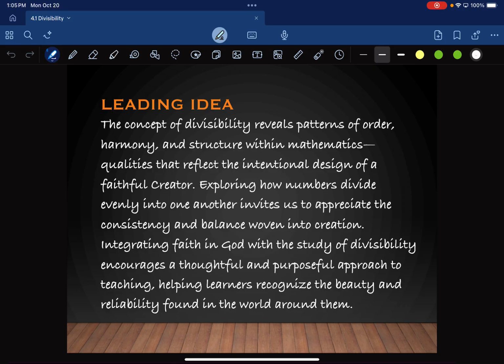So the concept of divisibility reveals patterns of order, harmony, and structure within mathematics, qualities that reflect the intentional design of a faithful creator. Exploring how numbers divide evenly into one another, because that is what we're going to mean by divides, is it goes in evenly, invites us to appreciate the consistency and balance woven into creation. Integrating faith in God with the study of divisibility encourages a thoughtful and purposeful approach to teaching, helping learners recognize the beauty and reliability found in the world around them.